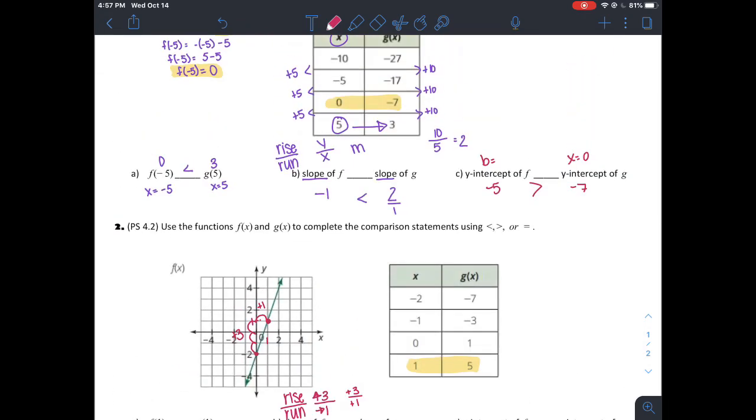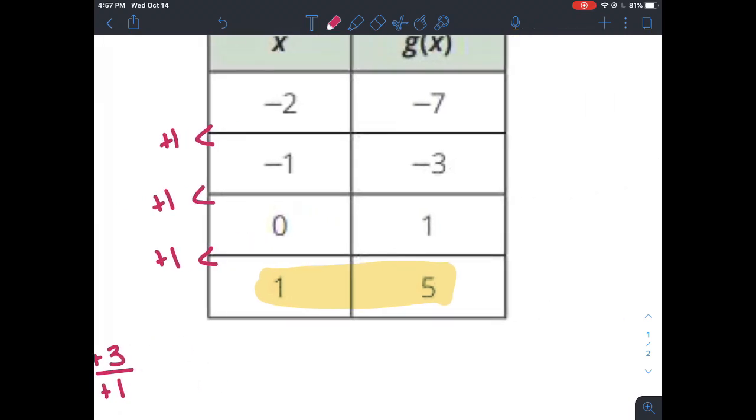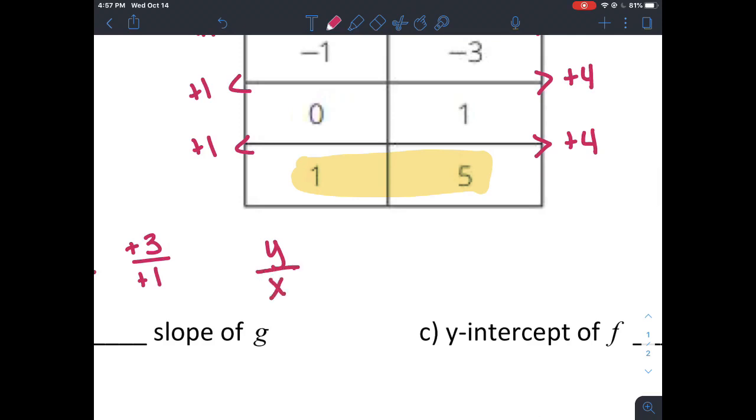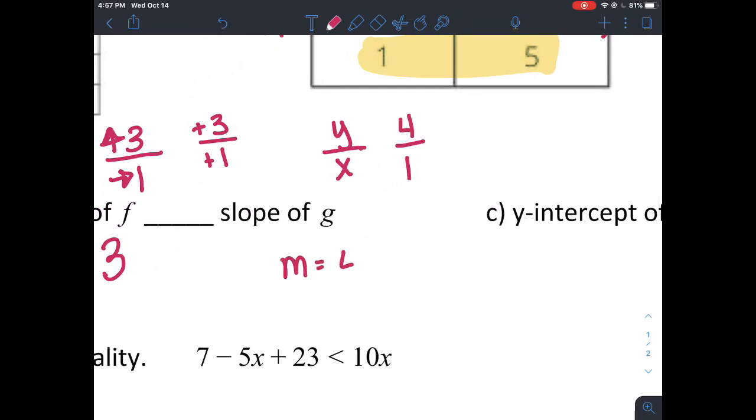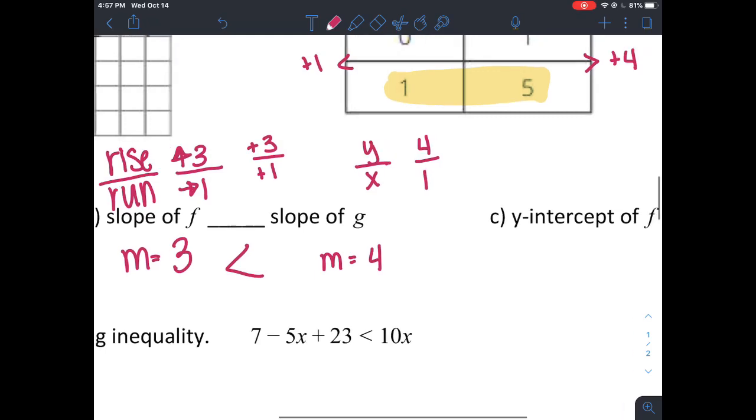And then the slope for g is just like the first example, when I had to calculate the difference of the x's and the difference of the y's and put them together. So difference of the x's, -2 to -1, plus 1, -1 to 0, plus 1, 0 to 1, plus 1. And for the y's, -7 to -3, we add 4, -3 to 1, we add 4, 1 to 5, we add 4. So it's difference of the y's over difference of the x's. So we have 4 over 1. So our slope is 4. All right, which one's bigger? Well, slope of g is bigger. 4 is bigger than 3.